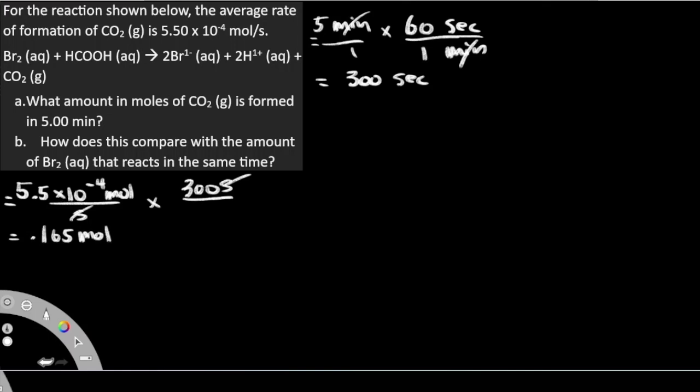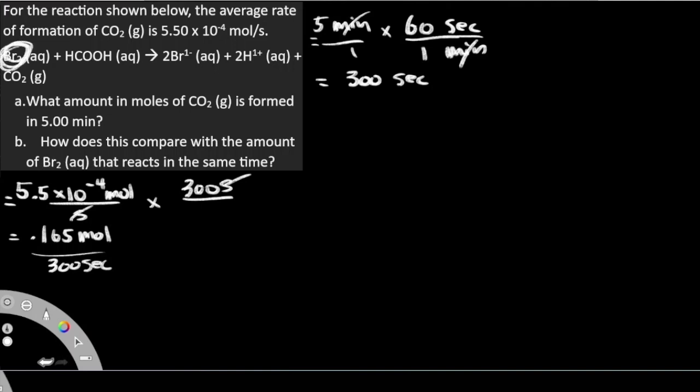So this is covering over 300 seconds, so it's quite a long time. I have 0.165 moles, and this is all over 300 seconds. Now this is for CO2, but how does this compare with the next question for Br2? Whenever we're trying to find the proportionate amounts between the coefficients of two different compounds, again we have CO2 over here, which we're done with, but now we're trying to figure out Br2.